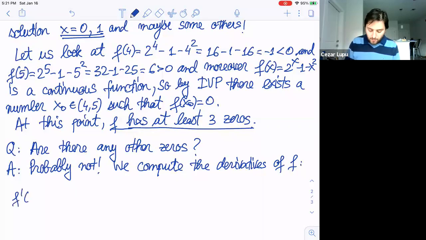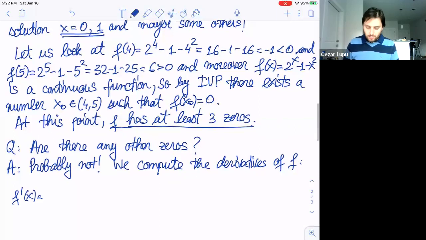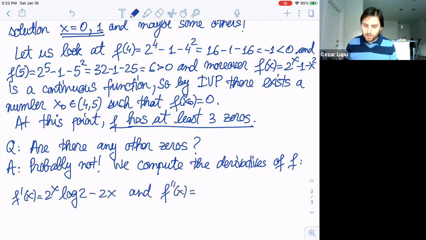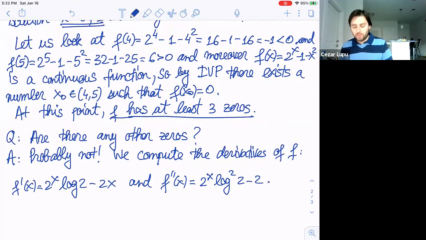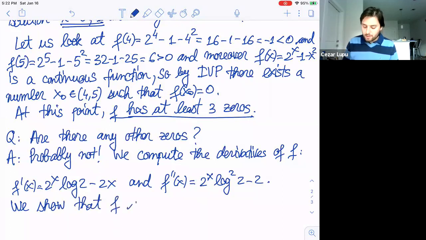And the first derivative, f prime of x, is 2 to the x log 2 minus 2x. And the second derivative, if we differentiate this one more time, is 2 to the x log squared of 2 minus 2. Well, we will show that there are no other zeros. So we show that f does not have any other zeros.